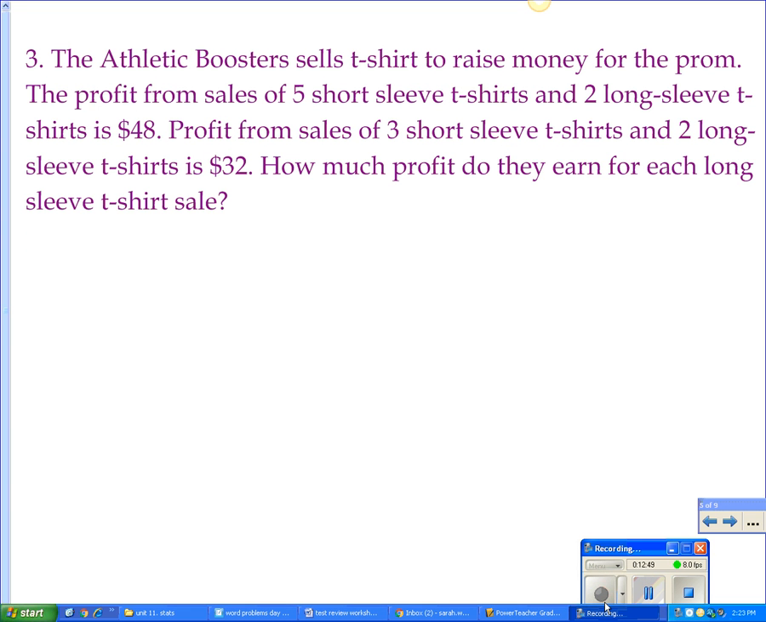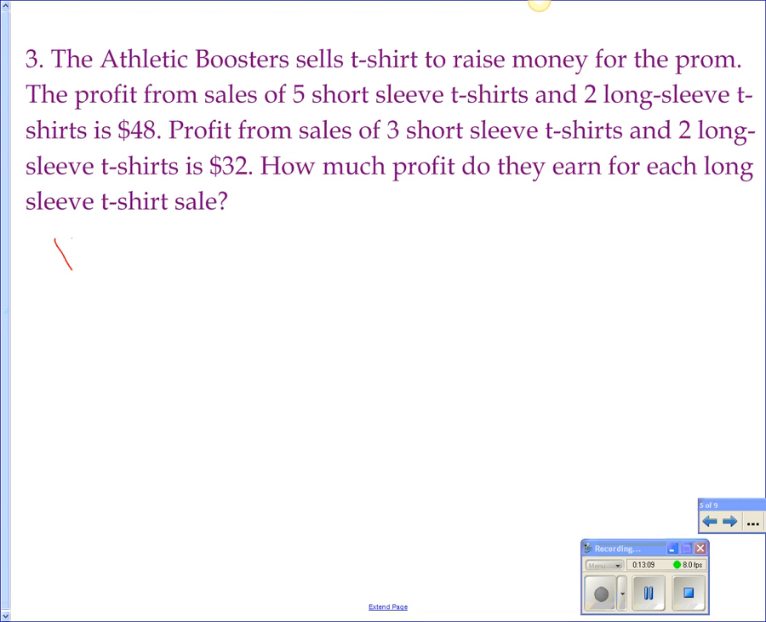Number 3, the Athletic Booster sells t-shirts to raise money for the prom. The profit from 5 short sleeve shirts and 2 long sleeve t-shirts is 48. Profit from 3 short sleeve and 2 long sleeve is 32. How much profit do they earn for each long sleeve t-shirt sale? Monica, what do I want you to do first? Good. Put what X and Y are. Ethan G, what are the 2 different things that I'm selling? Good. Short and long are the 2 different ones.